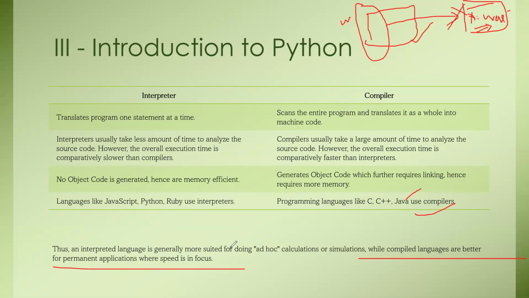But if you are using some scripting, some ad hoc calculations or simulations, we can use some interpreted language like Python. So that makes a difference. Like, what is your business use case? Whether you want to use Python or Java. So it depends upon that, your implementation will start.